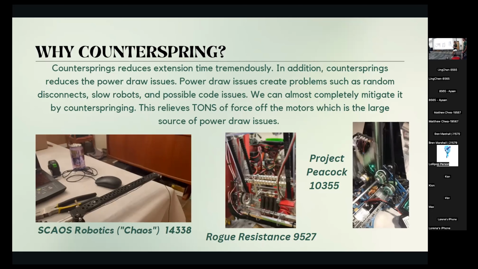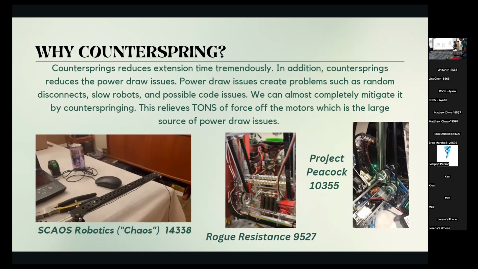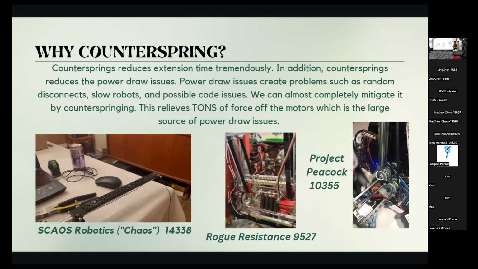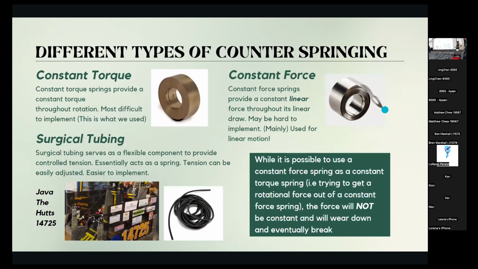This is an example of surgical tubing. The other example is from Road Runner. They use a normal counterspring for their virtual four-bar, and for their project they use a counterspring of theirs. So these are the different types of common counterspringing you'll find in FTC.